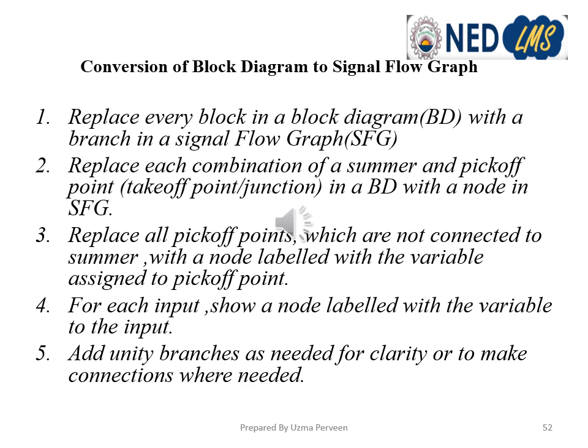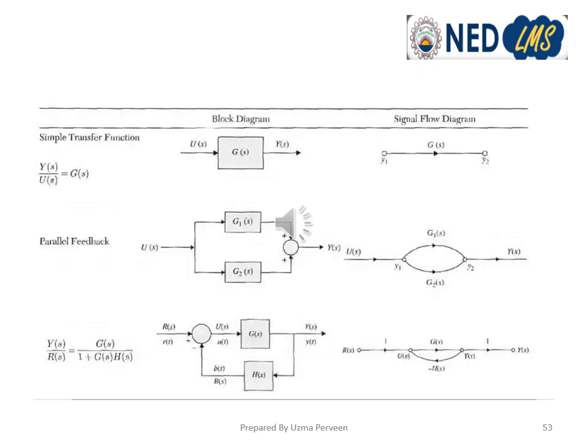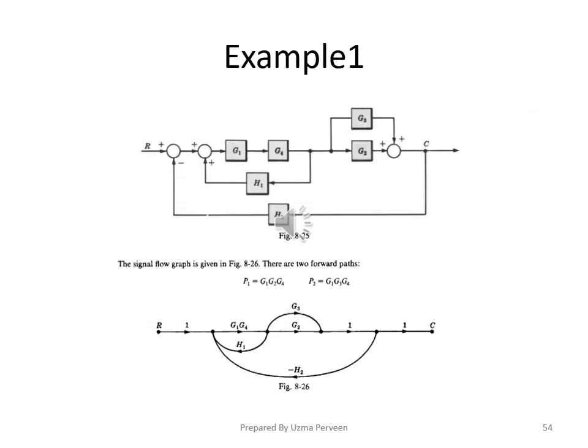It is very simple. For each input we'll show a node labeled with the input variable, and we can add any unity branches as and where we need them. This is a short summary of how we'll convert block diagrams to a signal flow graph. We can simply replace a block by a branch gain having the transfer function of the block, and we can connect the parallel paths and the feedback loops to the signal flow graph.